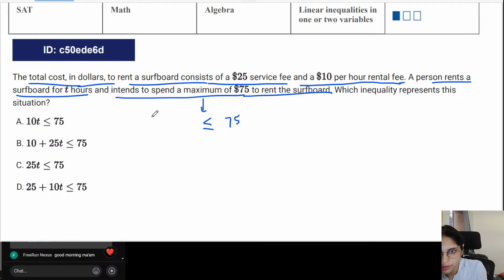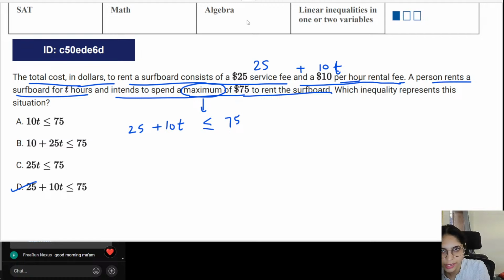So now $25 is your service fee and $10 per hour, so we'll be multiplying hours with this one. So 25 plus 10t has to be less than or equal to 75. Option D. And means plus, per hour means you have to multiply with time, and this is just normal. The maximum keyword means less than or equal to. At least means greater than or equal to. Maximum means less than or equal to, because that's a maximum. Everything has to be lesser than that.